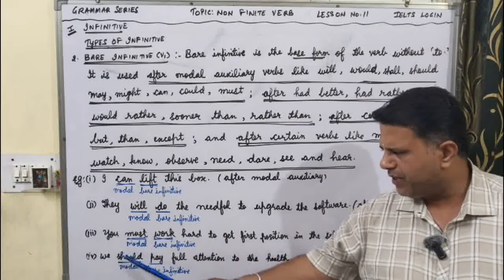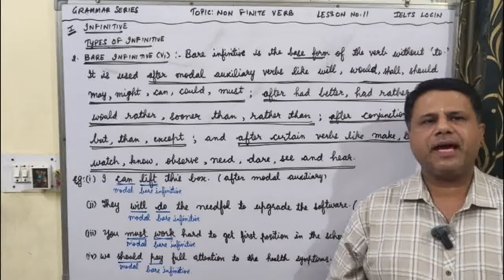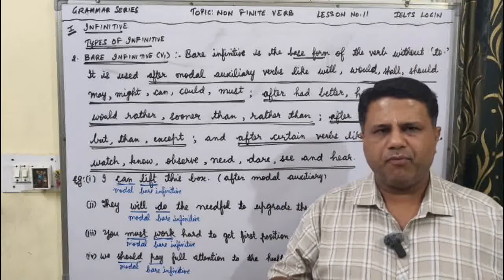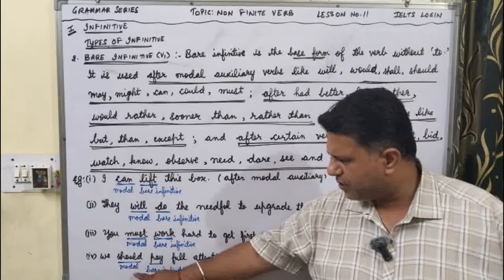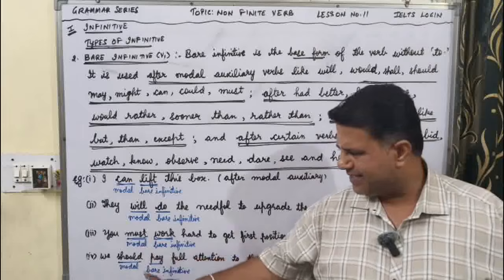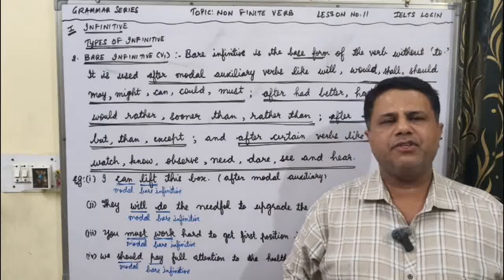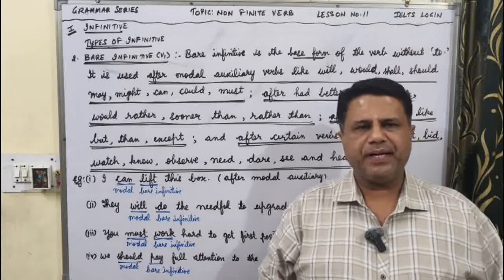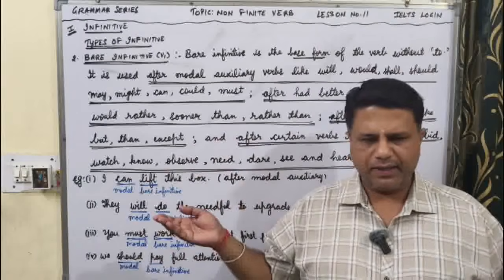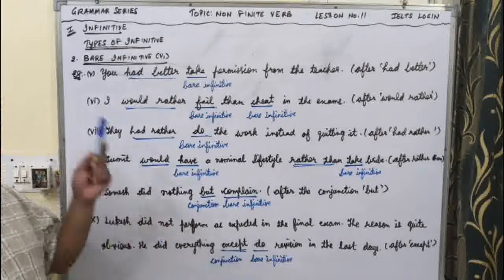Next we have, we should pay full attention to the health symptoms. Whenever we have any health problem and our body gives us symptoms, we should give full attention to those symptoms. So we should pay. Should is modal auxiliary, pay is first form of the verb. This is bare infinitive. So these are the 4 examples in which we have used bare infinitive after modal auxiliary. In the next part of the video, we'll continue more examples. Moving on to next examples.